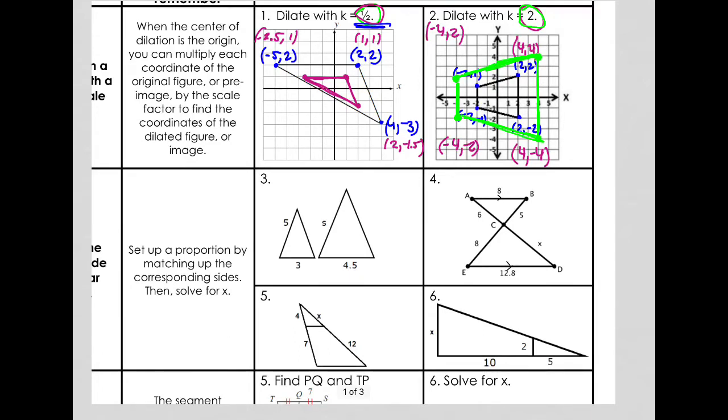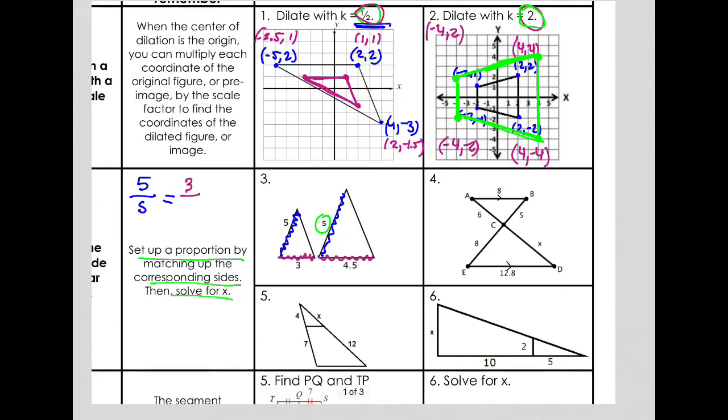Alright, so number 3, it's asking us to set up a proportion and to match the corresponding sides to solve for x. Well, in this case, it's s, not x, but it's still a variable, so we can do it. So now, remember when you set up a proportion, you use corresponding sides. So 5 is to s, because those correspond, so we would set that up as 5 over s. And you set it equal to the other corresponding sides. So 3 is to 4.5.